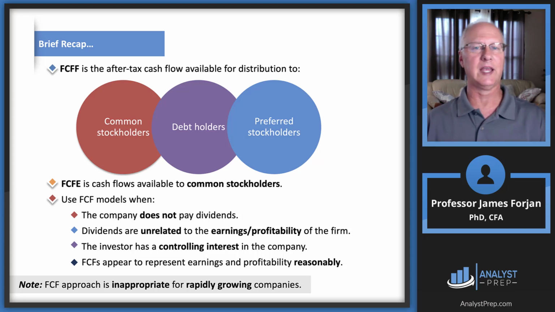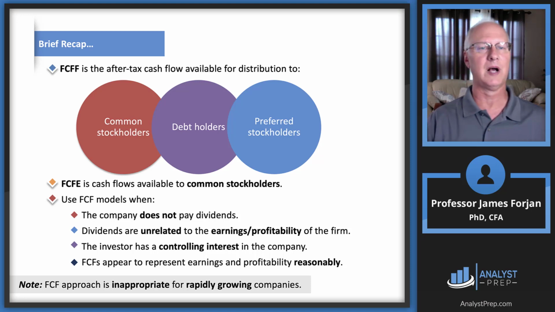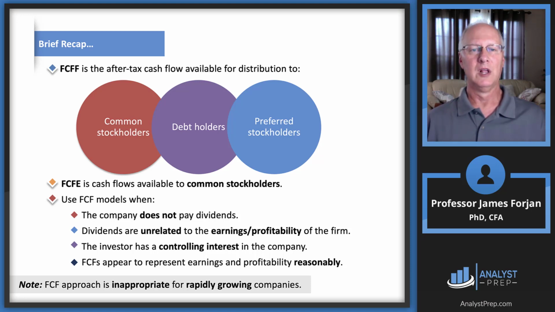So where do business leaders obtain the capital to invest in positive net present value projects? Well, they get it from the bondholders. That's in purple in the middle. They get it from preferred shareholders. That's in blue on the right. And they get it from common shareholders. That's in dark red on the left.